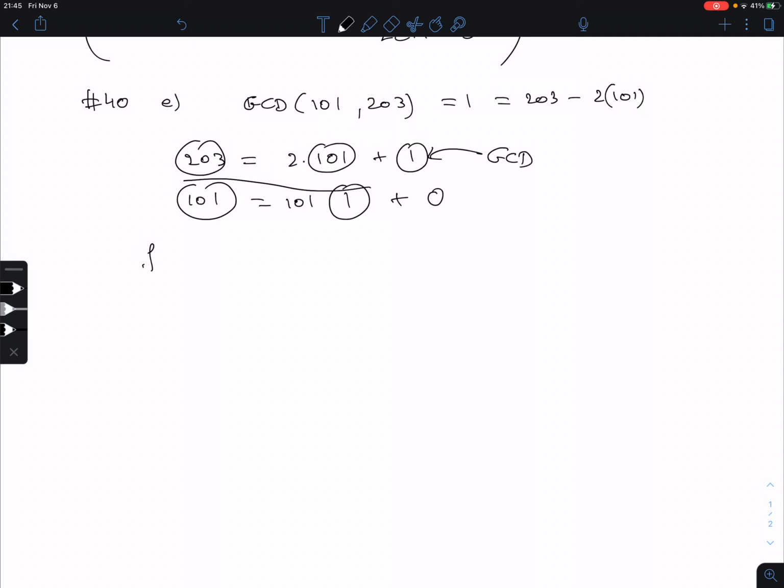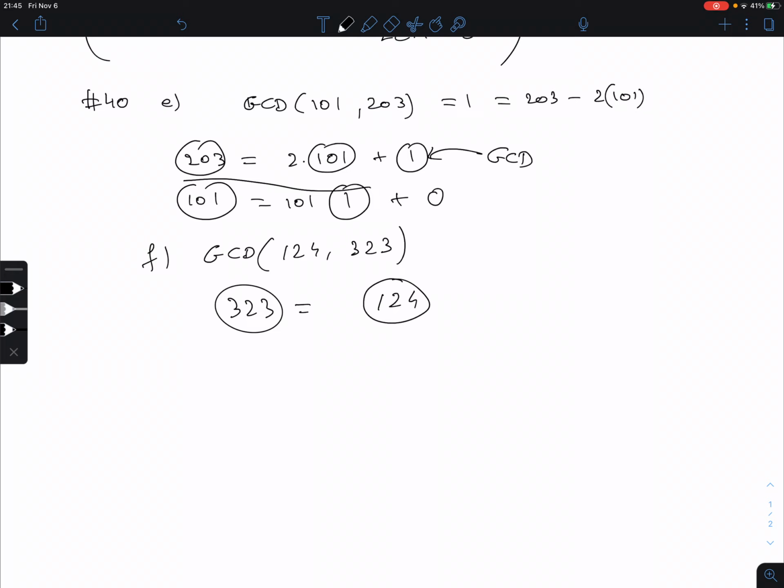So what's the GCD of 124 and 323? Okay, so how many times does 124 go into 323? I'll keep circling each time the number that I'm using in the division algorithm, as well as in the rewriting, the second part.